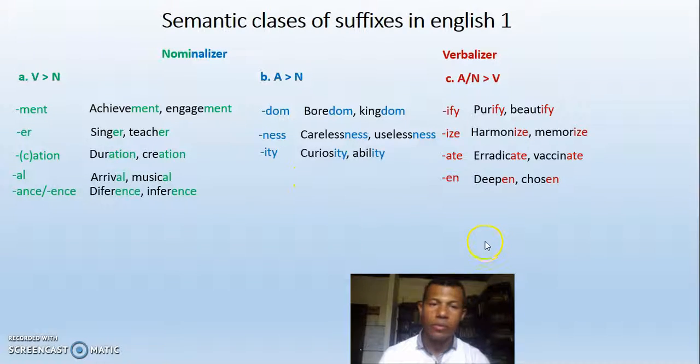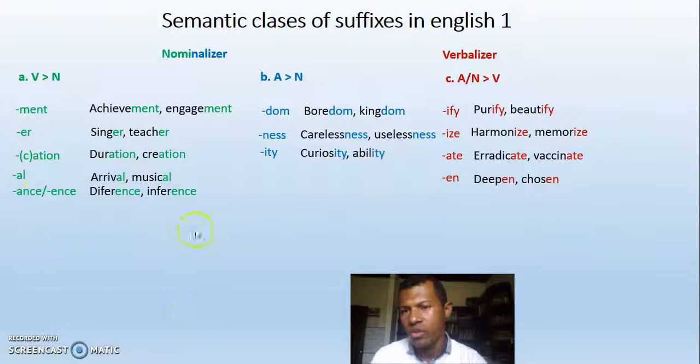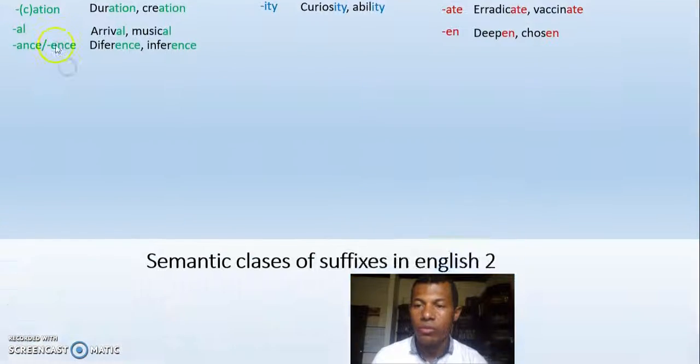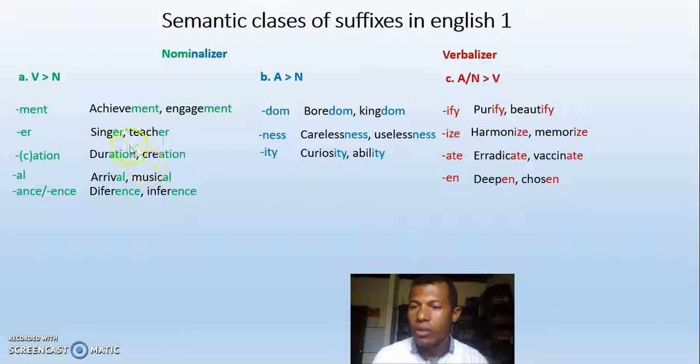Here we have a classification of the suffixes, how we turn words from one category to another, to change their part of speech, to know its function. Here we have verbs: achieve, engage, sing, teach, create, arrive, differentiate, infer, and by adding this final particle we end up with nouns. Achievement, engagement, singer and teacher, and so on.